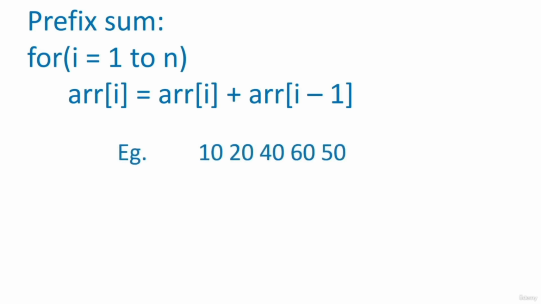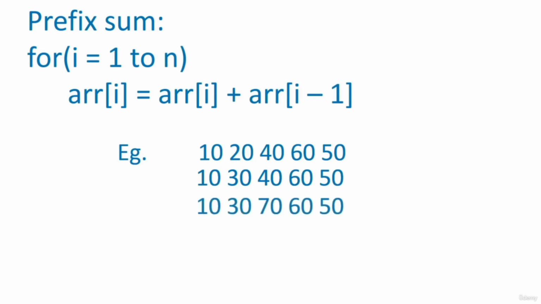So here we have given an array with 5 elements: 10, 20, 40, 60 and 50. If we apply the prefix sum algorithm, then in the first iteration of the for loop, we will get 30 in place of 20, which means the element at index 0, which is 10, and the element at index 1, which is 20, got added, and the sum got stored at the first index.